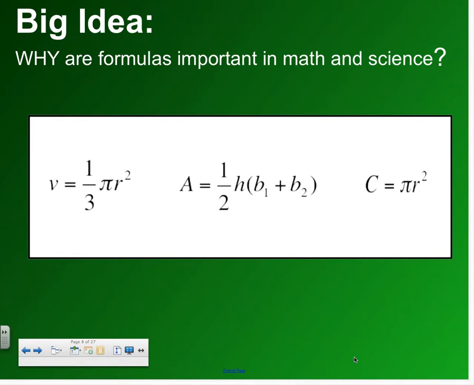Today we're going to start learning about volume, volume of different objects. And when we're doing volume, among other things, formulas are very important. So we want to decide and determine why formulas are important in math and also in science.